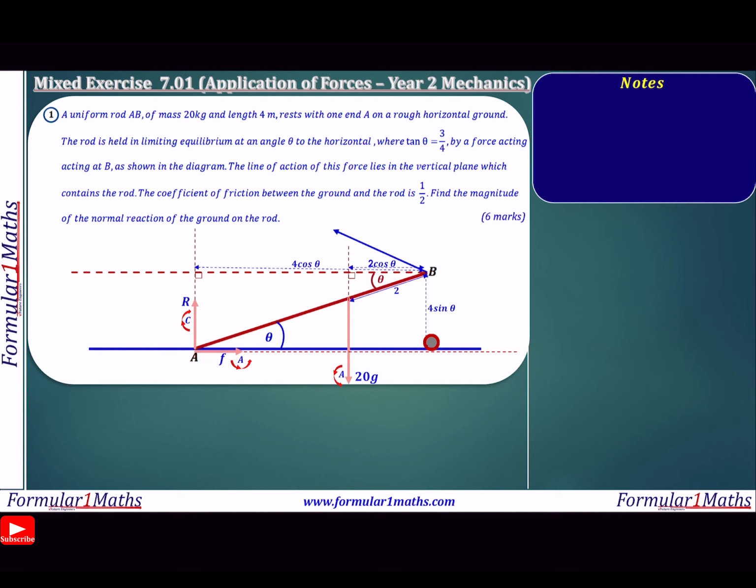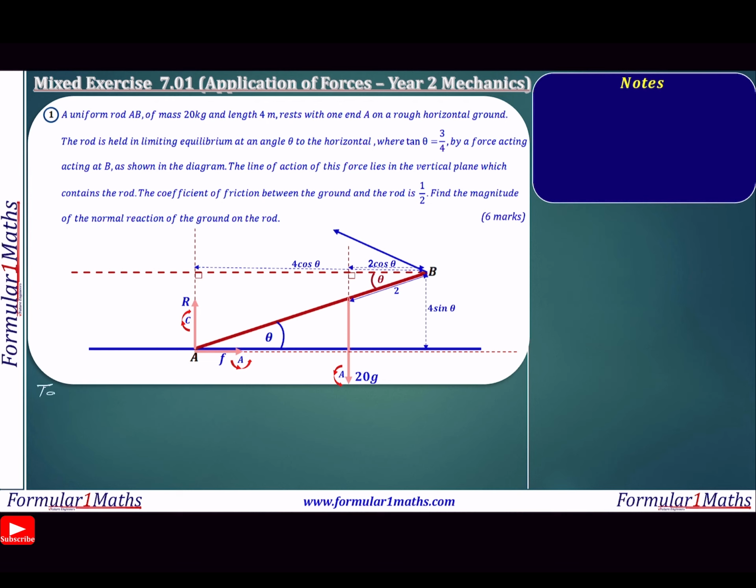We are ready now to take moments and write our equation down. So the principle is this. The total anti-clockwise moment will be equal to the total clockwise moment. And so now let's take moments about B.